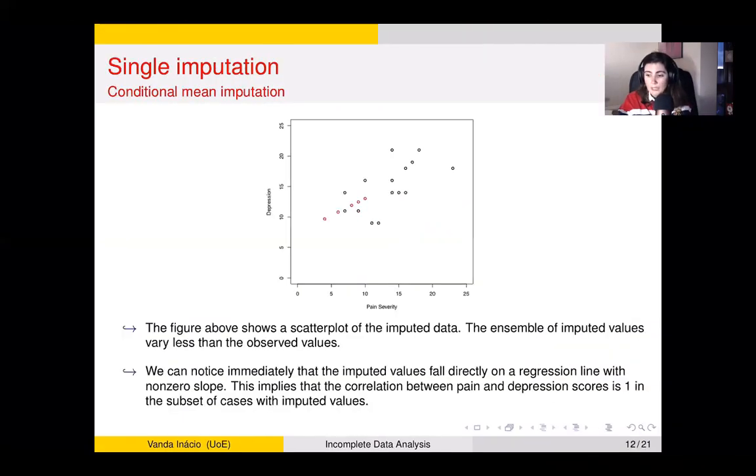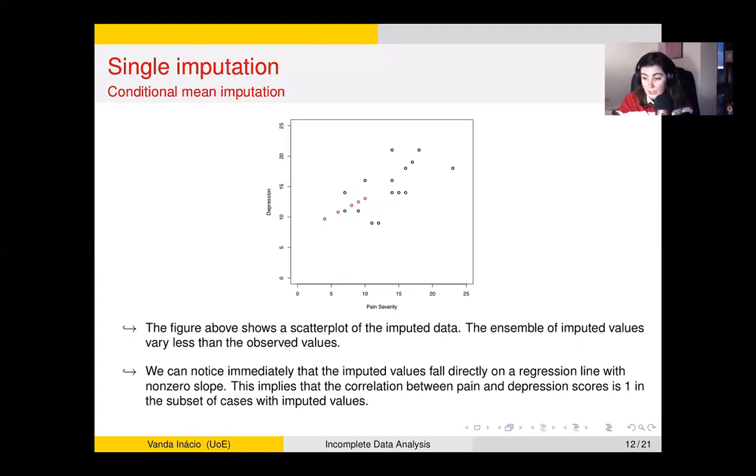And now if I look at the scatter plot, remember that for mean imputation, the imputed values fall on the horizontal line, and the depression score value was 15 for all imputed values. Here it's exactly the opposite.